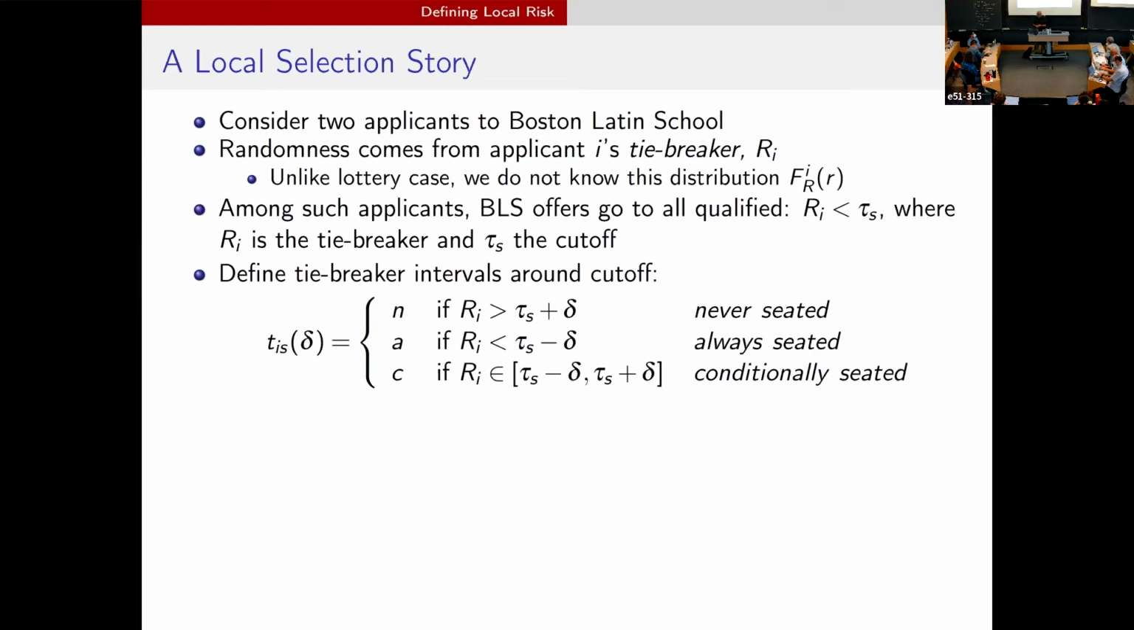Mapping that to our concepts here, I'm going to define a variable T_is(delta) to be n if your tiebreaker, your R_i, your running variable, is more than delta away from the cutoff at school s. I'll say that you're in the never seeded group. That's like you're far from the cutoff. If your tiebreaker is less than tau_s minus delta, you're always seeded. You really got in, you weren't marginal. And finally, your last group are those who are conditionally seeded. Those are applicants who are in a window of size delta around the cutoff at school s.